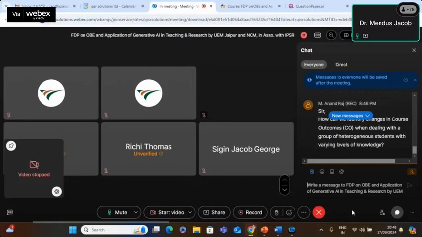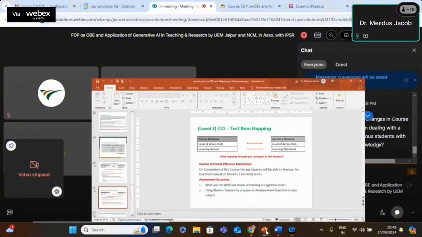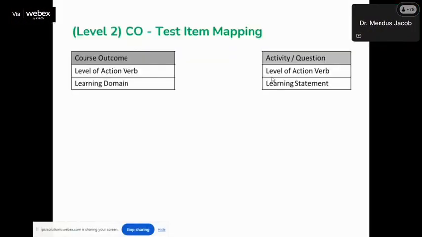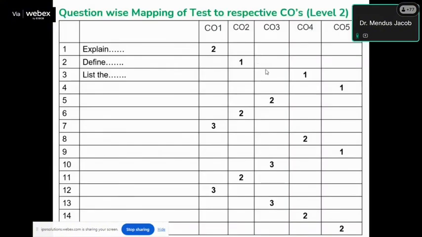Now we will just go through that mapping of COPO. After that, we will answer the questions. Otherwise, our time will be limited now. So this is how we can map the outcomes. So after the mapping process, we'll get a table like this.